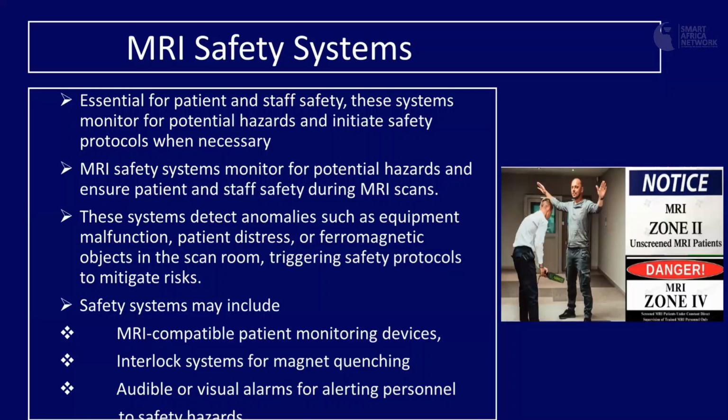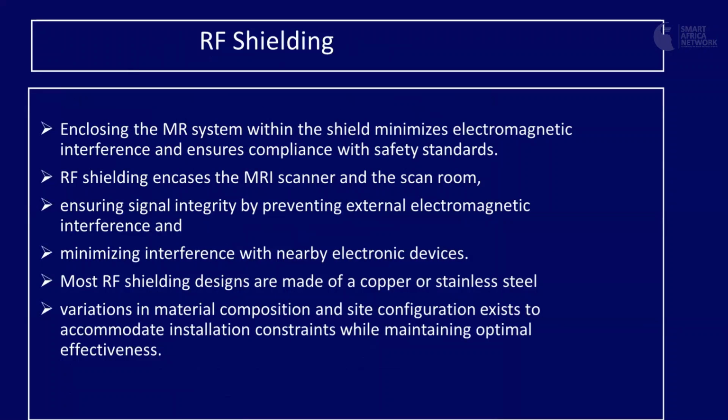So this safety system includes MR compatible patient monitoring devices, interlock systems for magnet quenching, audible and visual alarms for alerting personnel to safety hazards. RF shielding. The MR system and the MR room should have shielding, okay, to prevent interference with electronic devices, to minimize these interferences. These shieldings are usually made of copper or stainless steel. But then there could be variations in the material composition. And of course, site configuration varies.